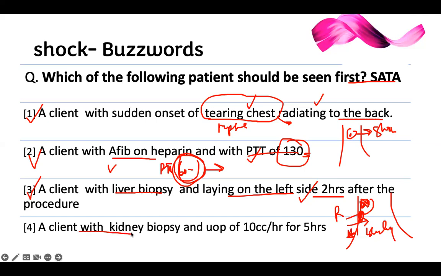A client with kidney biopsy and a urine output of 10 cc for 5 hours. Yeah, the kidney biopsy, there's a risk of bleeding, and a urine output of just 10 cc an hour for the past 5 hours. That's hemorrhage right there. The patient is bleeding, is in shock, and therefore we need to see this patient.